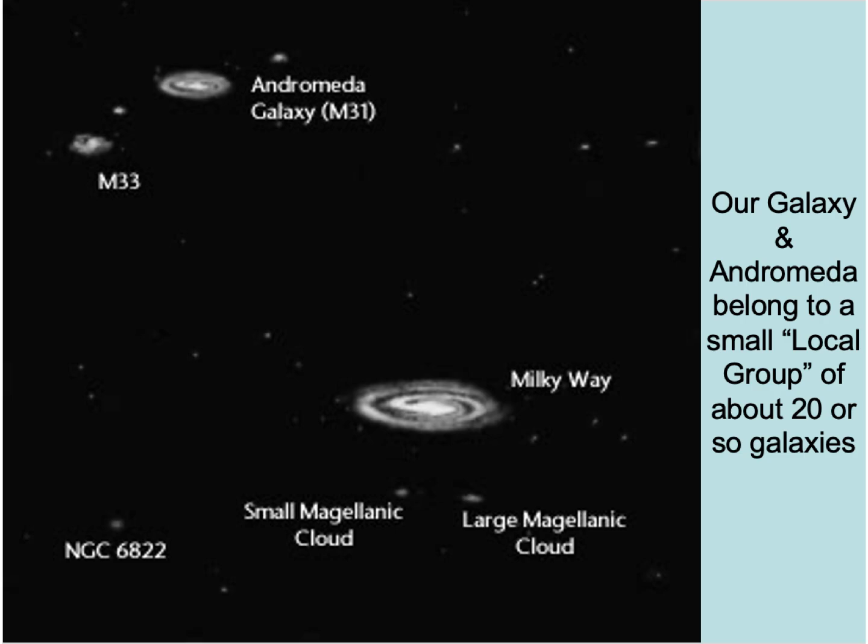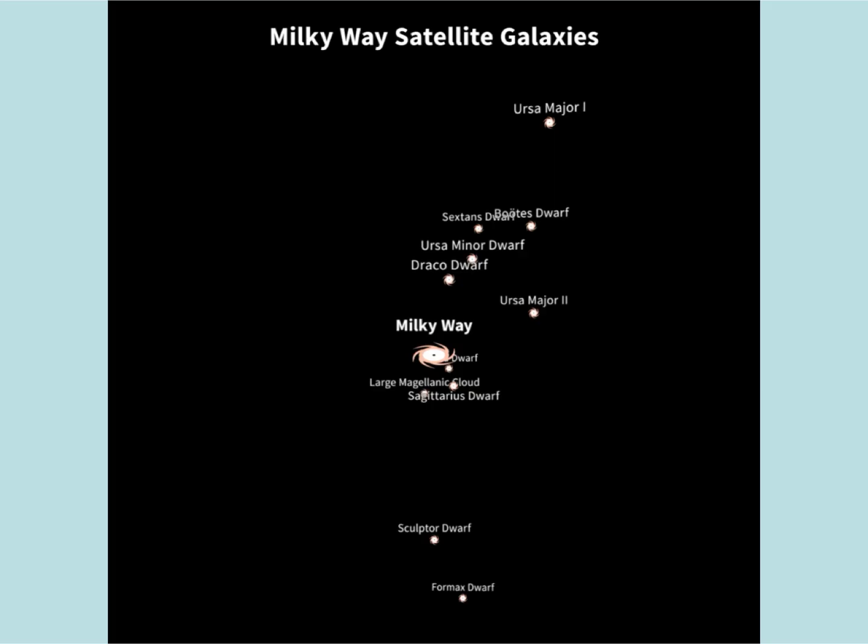This group includes 3 large members as well: our Milky Way galaxy, M31, the Andromeda galaxy, and M33, the Triangulum galaxy. There are also lots of small galaxies called satellite galaxies that orbit around each of the larger ones. This is called our local group. In the PowerPoint on this slide, you can view an animation of how the galaxies in our local group move.